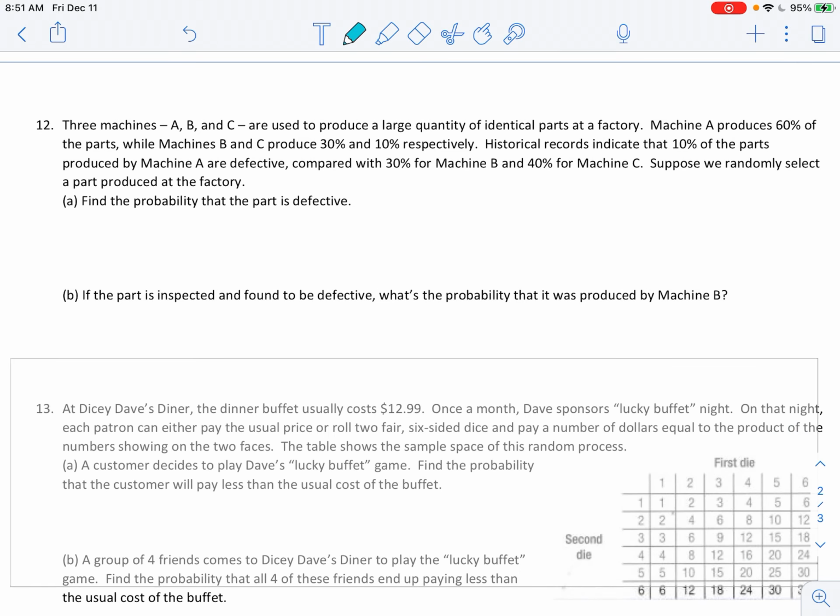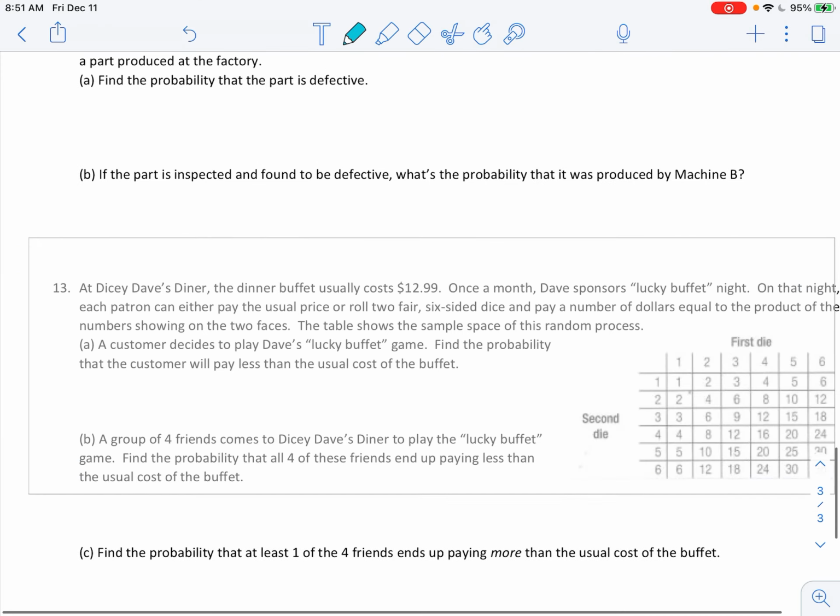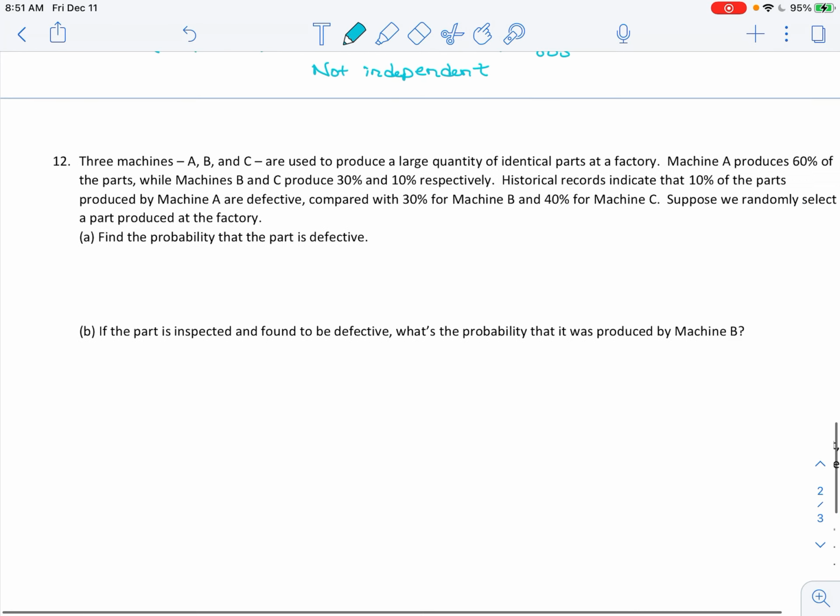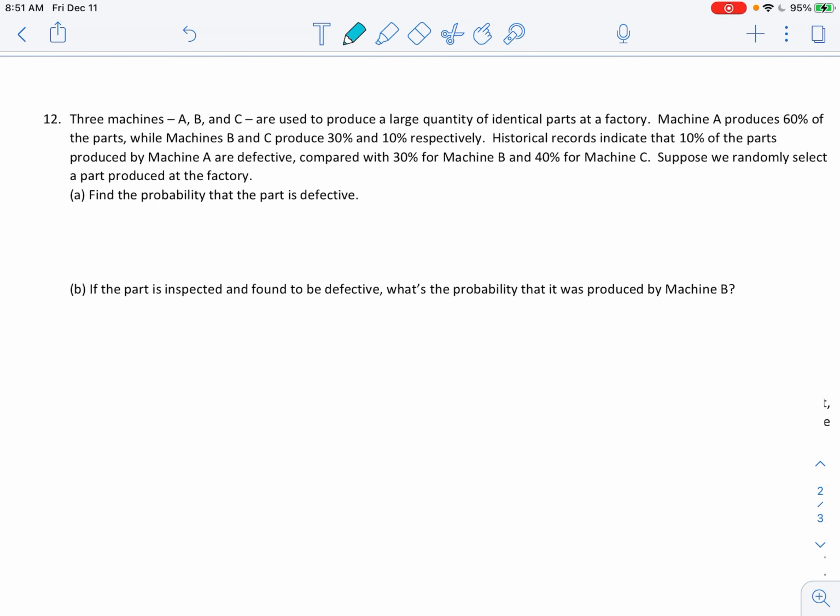So I'm going to make a tree diagram for this. I'm just going to create myself some space where first I'm selecting a part produced at the factory. So I don't know which machine it is. That's what I'm going to first branch it off into. We have machine A, we have machine B, we have machine C. And I know that 60% come from A, 30% come from B, leaving 10% from C.